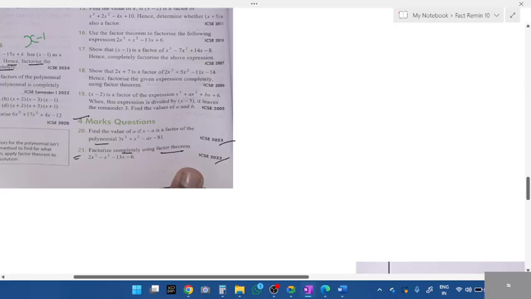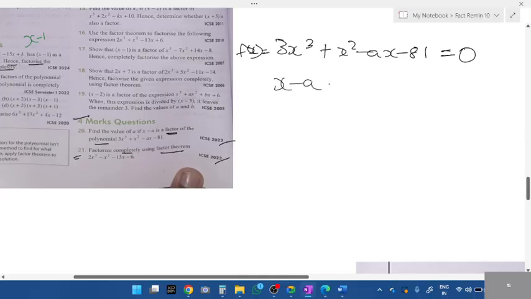So here, find the value of A. Same question. First, what do you need to substitute? All of you will respond. F of x is 3x cube plus x square minus ax minus 81. Is a factor. They've given the word factor. What you have to take? Remainder is equals to 0. Then x minus a is given. If x minus a, what is x value, students? X is a. Substitute here and factorize completely.